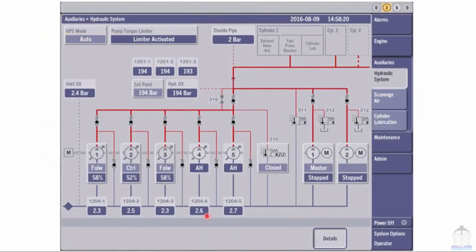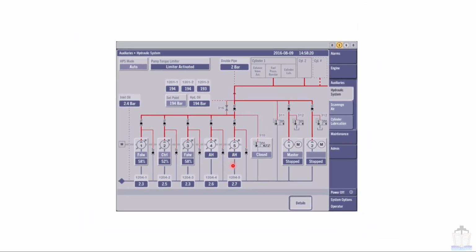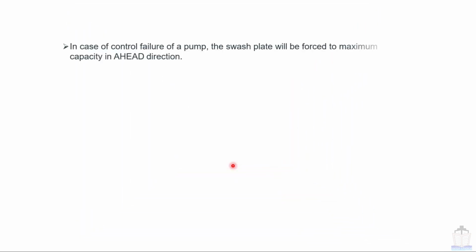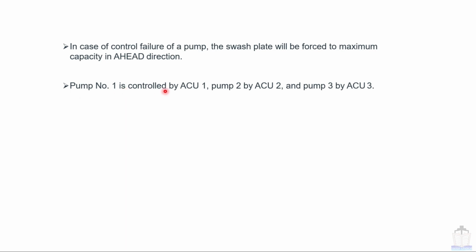Now moving next. Here I am going to talk about the configuration of the hydraulic system in case there are 5 pumps installed as shown in this picture. In case of control failure of pump, the swash plate pump will be forced to maximum capacity in ahead direction. We have already discussed this several times. Pump number 1 is controlled by SU1, pump number 2 by SU2 and pump number 3 by SU3. We have also discussed this before.